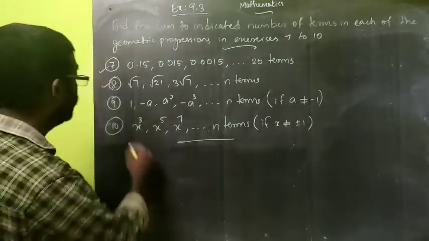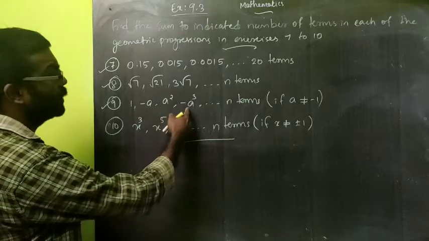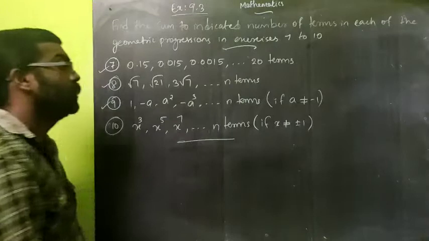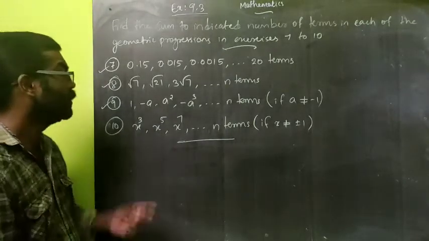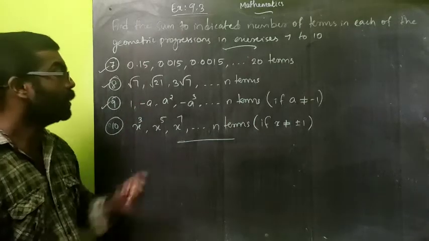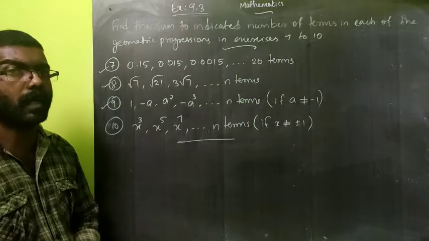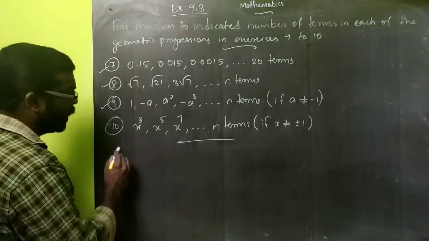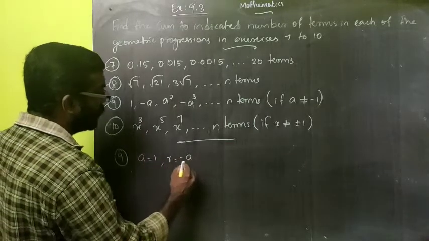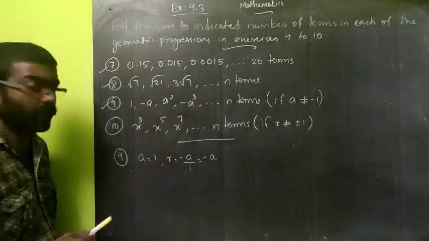Now consider the next one. 1 minus a square minus a cube etc. n times, if a is not equal to minus 1. If a is equal to minus 1, what happens? The second term becomes plus 1. So 1, 1. Okay. The next term also 1. Each and every term looks alike. Okay. So here we can write a is equal to 1, r equal to minus a divided by 1, that is minus a. We have to find the sum to n terms.